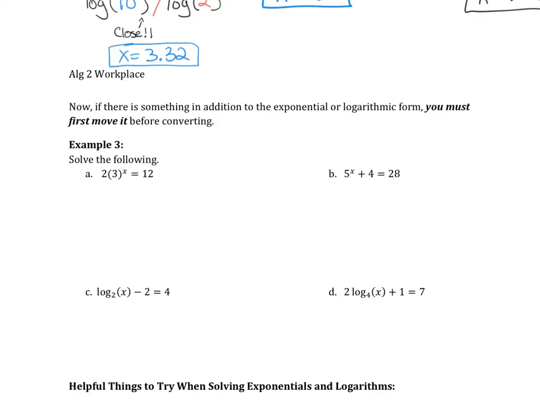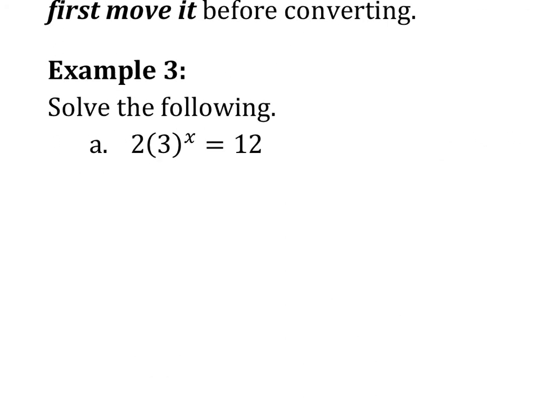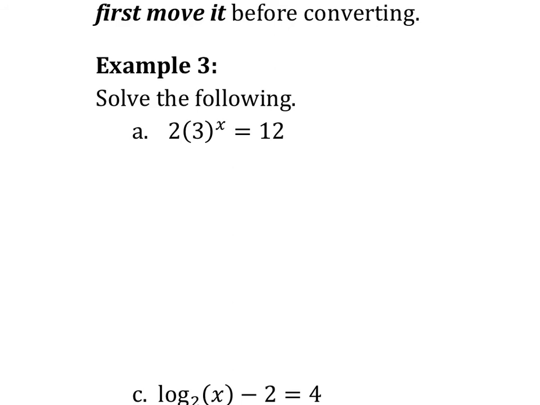Okay. So now there is something in addition to the exponential or logarithmic form. If it looks different, you have to first move it before converting, meaning you have to either solve for the log or solve for the exponential before you can convert anything or before you can do the change of base. So like here, our exponential is the thing that's being raised to the exponent. So in this case, 3 to the x. This is our exponential.